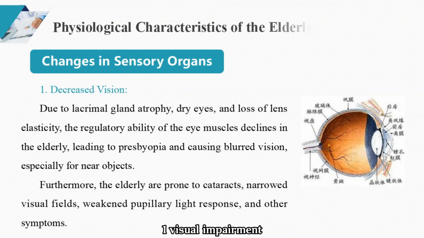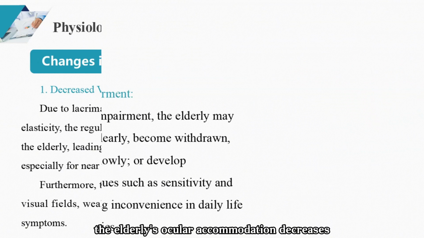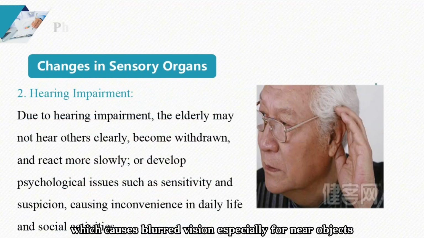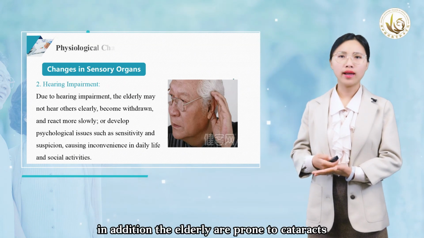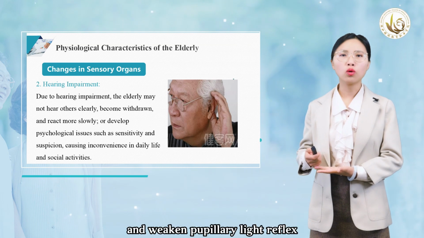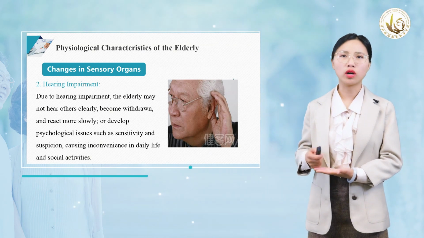1. Visual impairment. Due to lacrimal gland atrophy, dry eyes, and loss of lens elasticity, the elderly's ocular accommodation decreases, leading to presbyopia, which causes blurred vision, especially for near objects. In addition, the elderly are prone to cataracts, narrowed visual fields, and weakened pupillary light reflex.